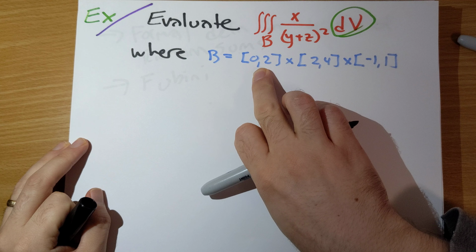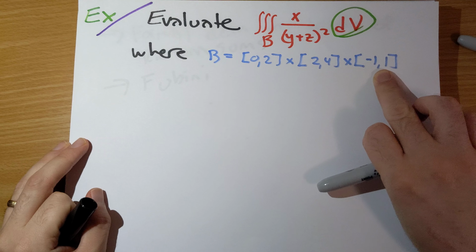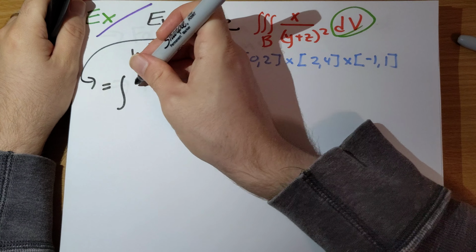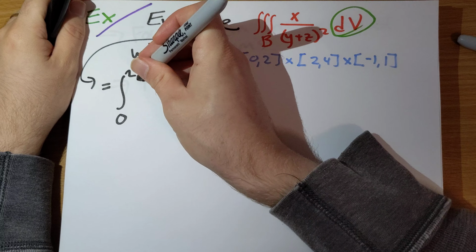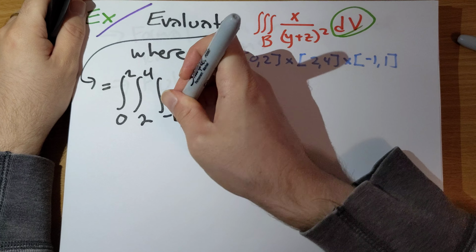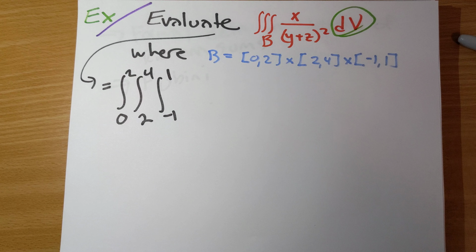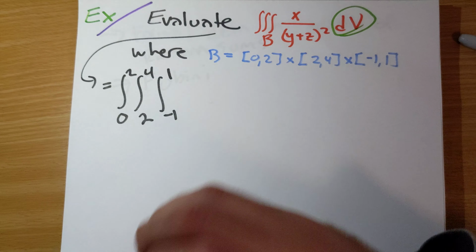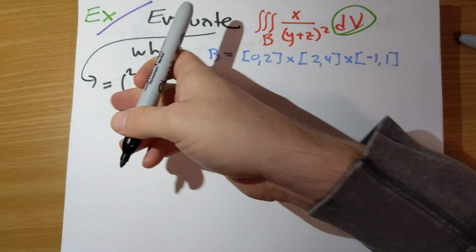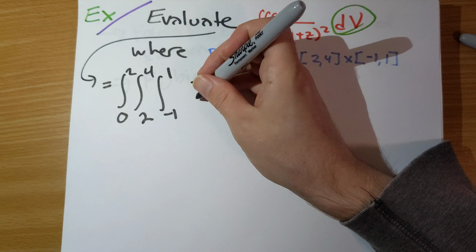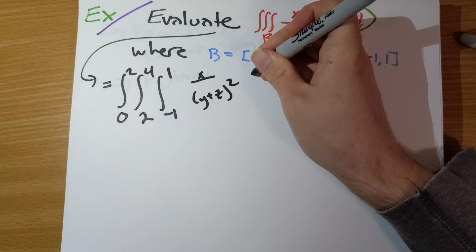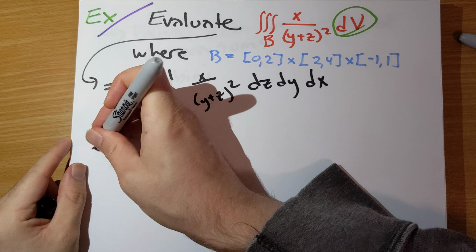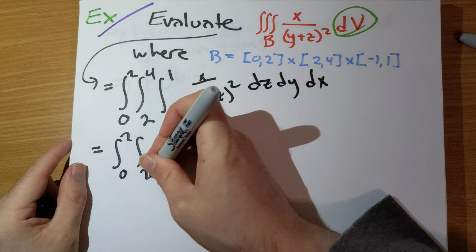B is x runs from 0 to 2, y runs from 2 to 4, z runs from -1 to 1. So this is equal to the integral x runs from 0 to 2, y runs from 2 to 4, z runs from -1 to 1. You can integrate this in any order here. I'm going to go in reverse order, z, y, x: dz, dy, dx. So first we integrate this with respect to z.